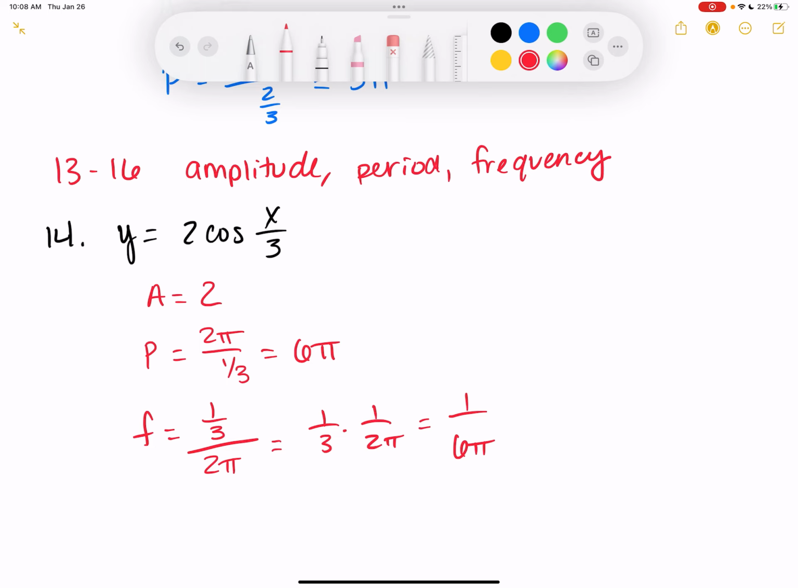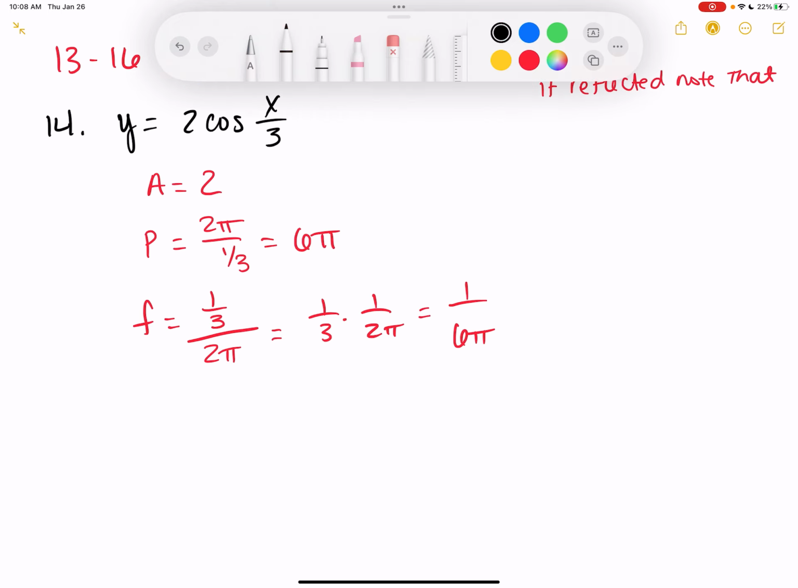And I should still comment that if it's reflected, note that. Because some of them might be reflected. I think you would probably have done that anyways, but just to throw it out there.